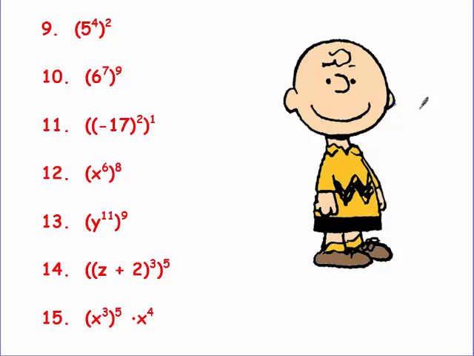Example number 9. 5 to the 4th raised to the 2nd power. All you do is multiply the 4 times 2 and you get 5 to the 8th power. 6 to the 7th to the 9th power. Keep the base the same. 6 to the 63rd power. Negative 17 to the 2nd to the 1st is just negative 17 to the 2nd power.